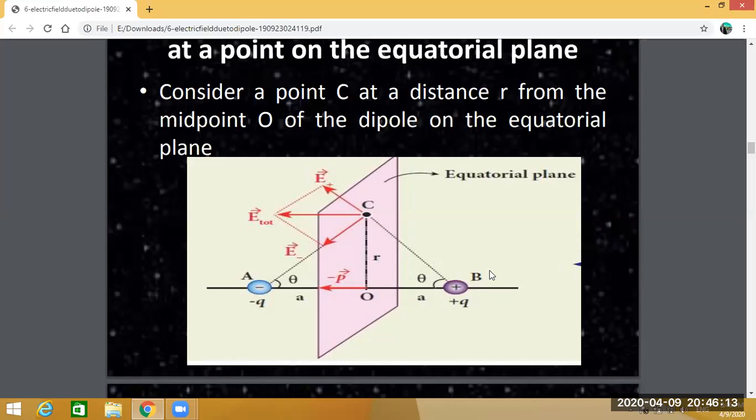Next, we have to find the electric field at point C due to the negative charge minus Q at A. This electric field will be directed, because it is negative, so it will attract the test charge, in this direction. This electric field is denoted by E minus. So now we have two vectors, E plus and E minus, and hence their resultant vector will be in this direction. Now let us check by applying the concept of resultant vector.